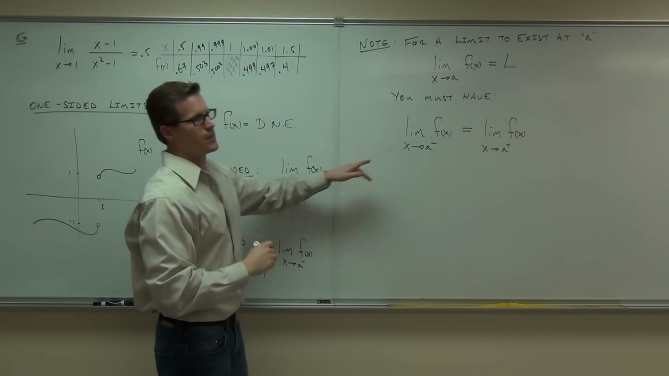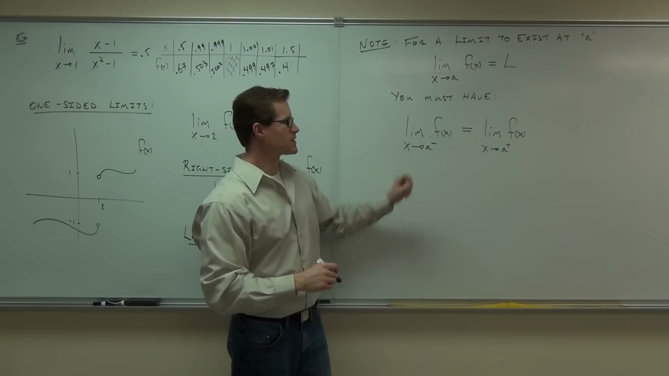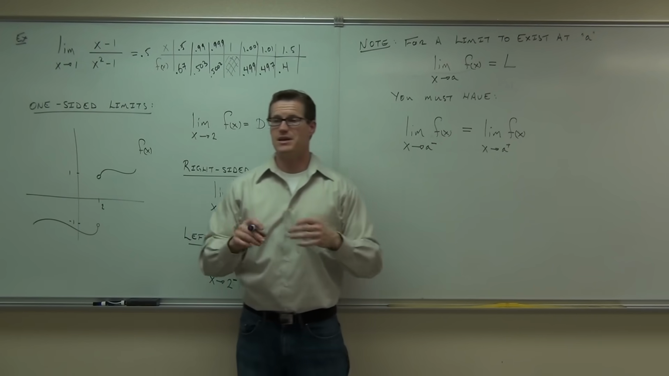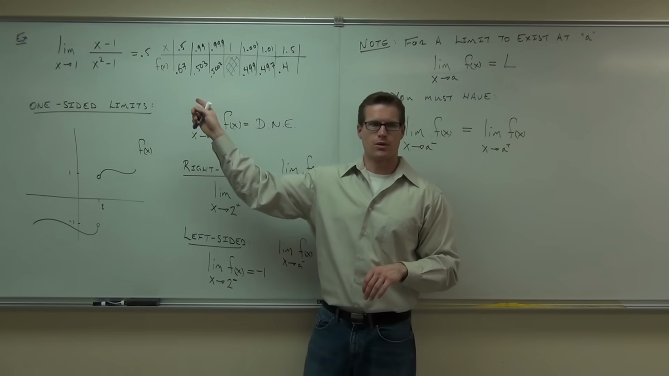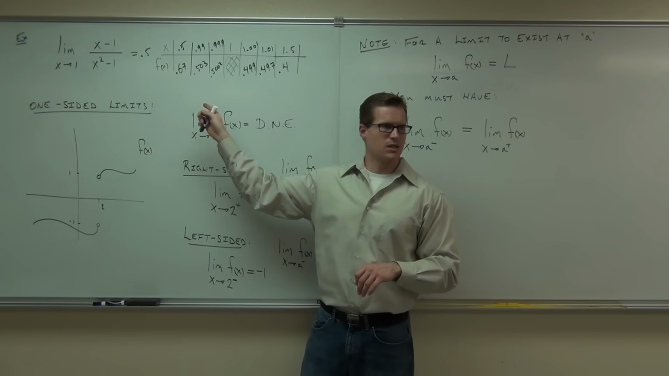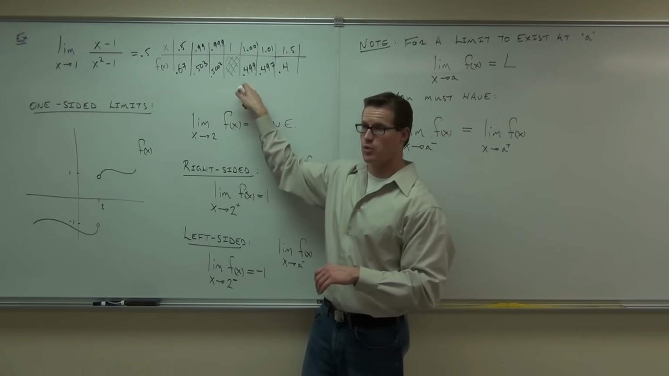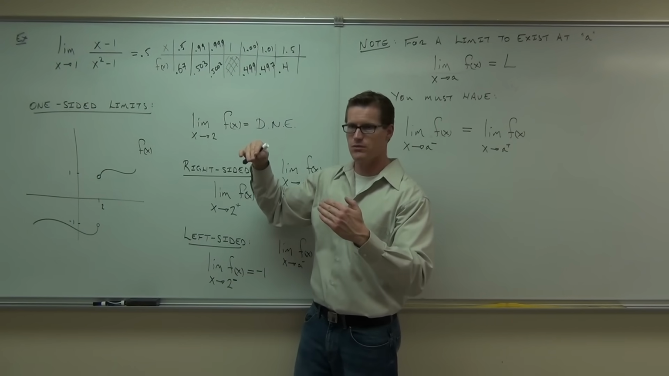This says the limit from the left and the limit from the right must be the identical number. You remember this example? Look up here on the board. Remember this example? You said the limit existed because that's 0.5 and that's 0.5, basically. It's coming to 0.5. You with me on that?